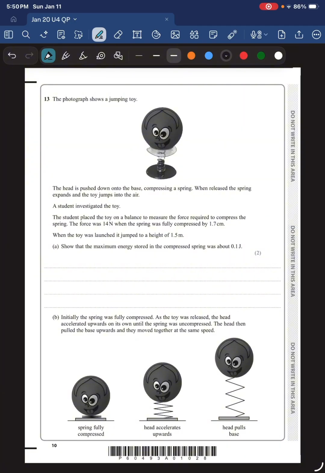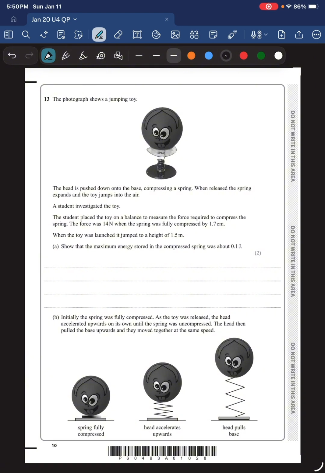Okay, so the photograph shows a jumping toy. The head is pushed down onto the base, compressing a spring. When released, the spring expands and the toy jumps into the air. A student investigated the toy. The student placed the toy on a balance to measure the force required to compress the spring.